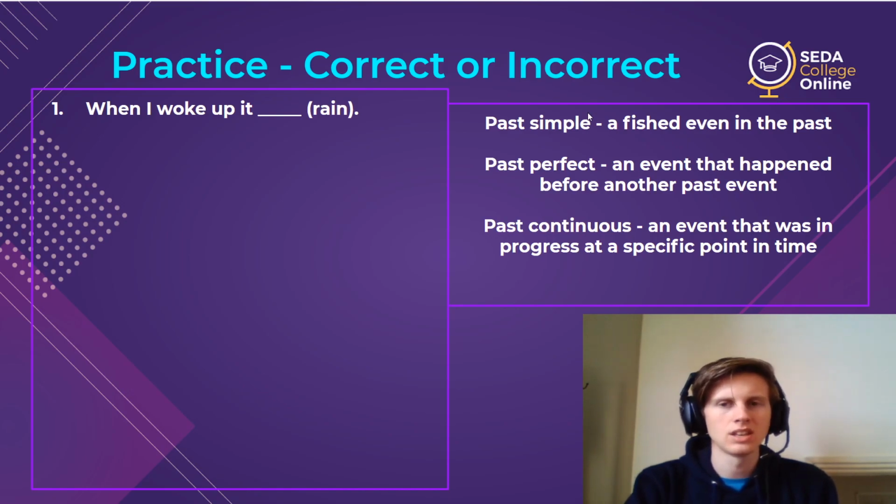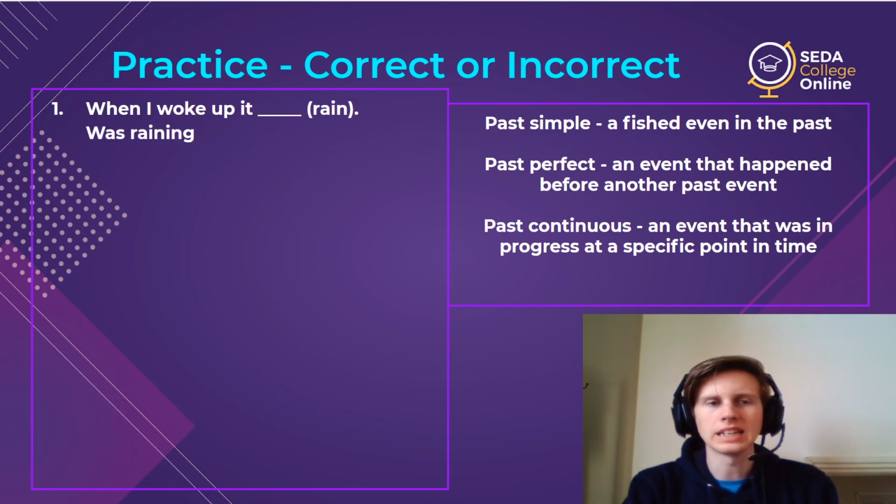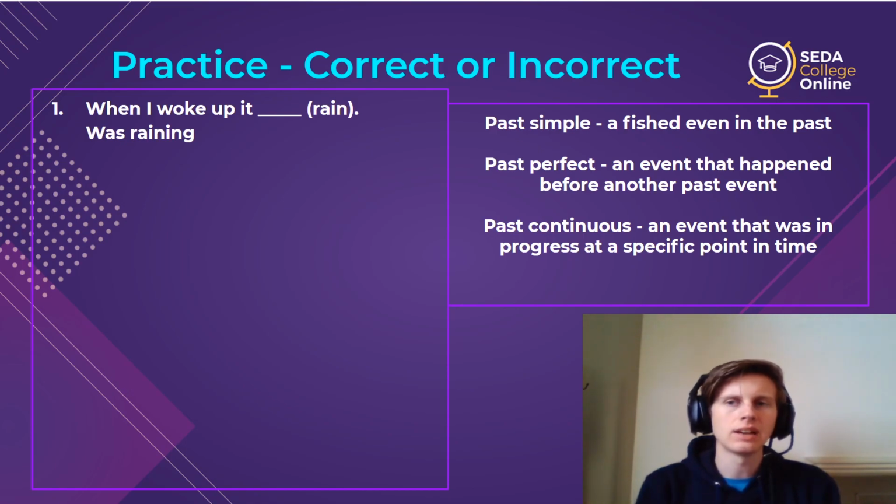What do you think? What is the correct form? Well, we do have our point in the past, our anchor, woke up. So we now need was raining. Yeah, when I woke up, it was raining because this is that action that was happening. It was in progress at that specific point. So the specific point of time when I woke up, it was raining.